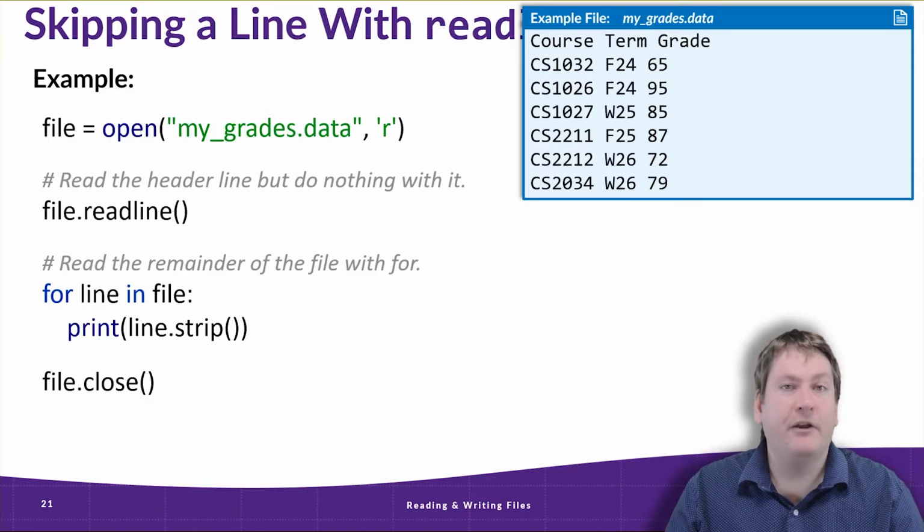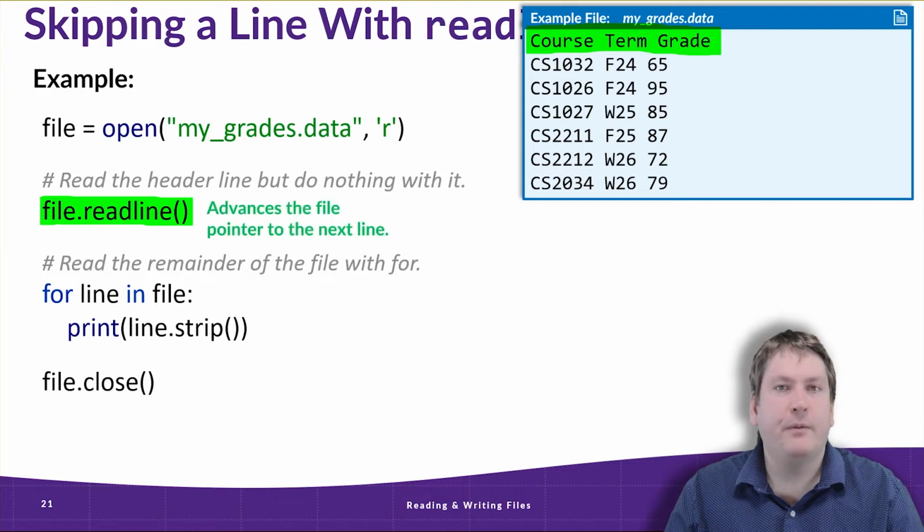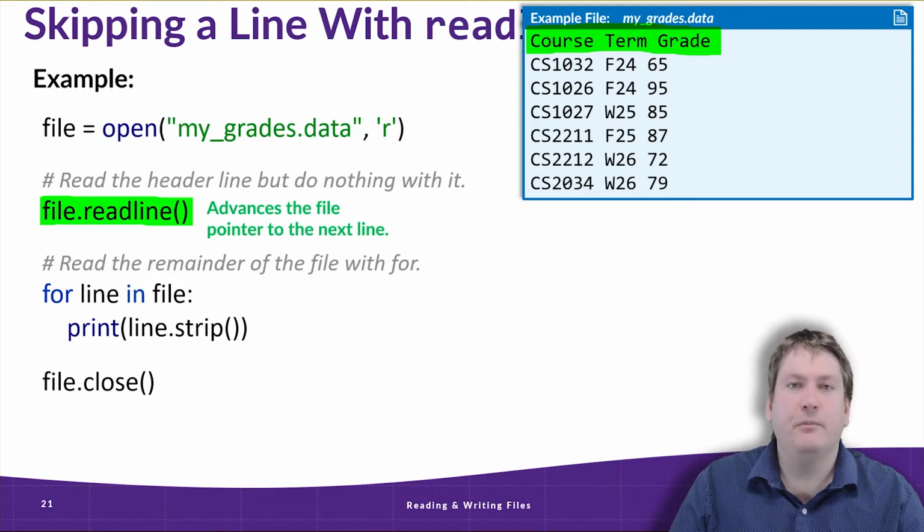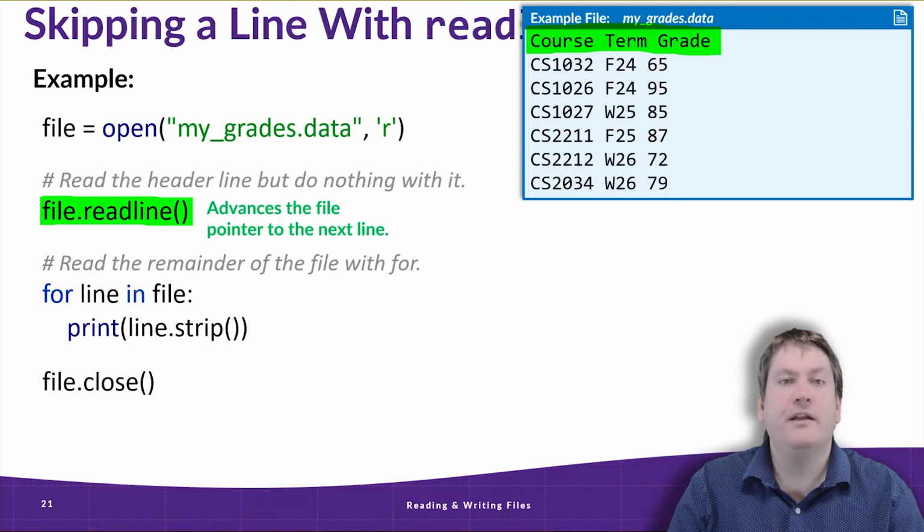The first line we should already be fairly familiar with. This just opens the mygrades.data file in read-only mode. The second line is where things get a bit more interesting. What this line does is it reads in a line like we've seen before, but in this case we're not doing anything with the result. We're just throwing it away because we're not assigning it to a variable.